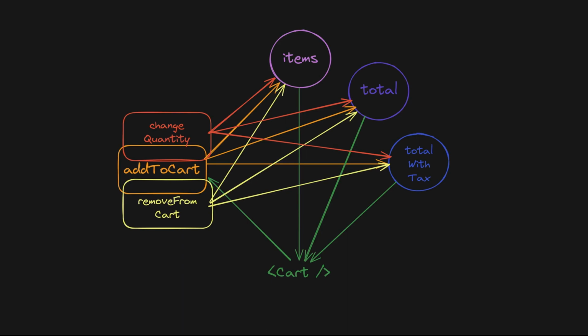Here's a question. Where's the logic for calculating the total and the total with tax? You'd hope that somebody extracted it to a shared utility function, but you know what? There's no guarantee. It might be and often is duplicated across a bunch of event handlers.